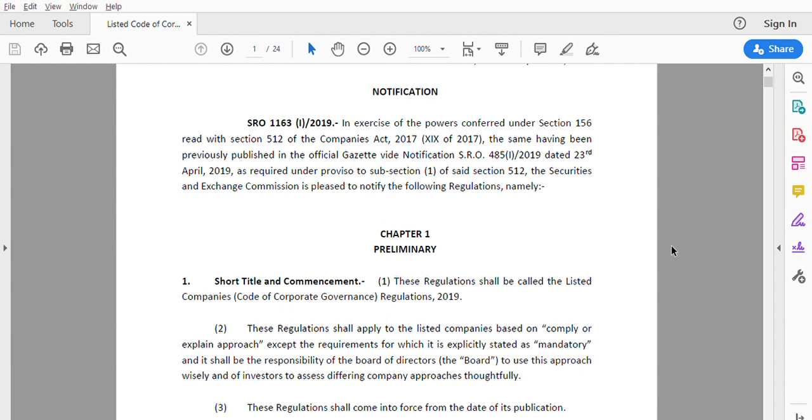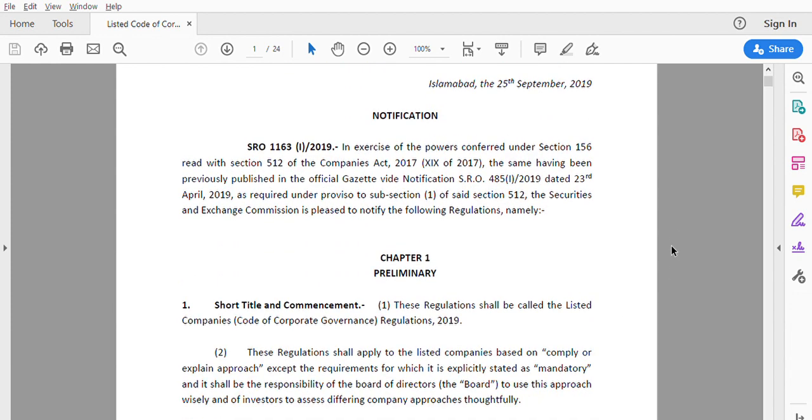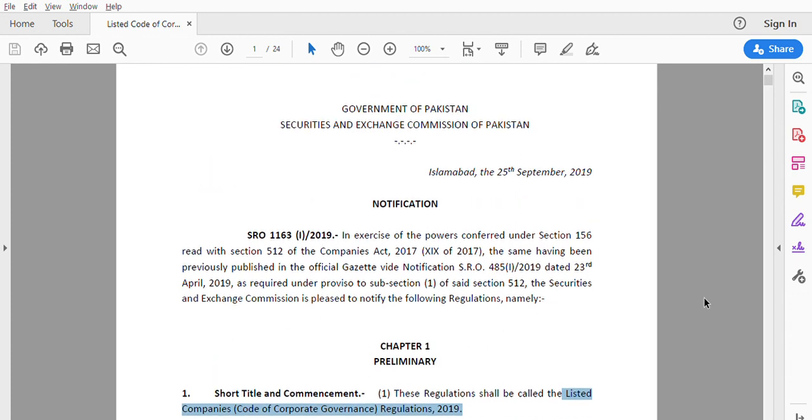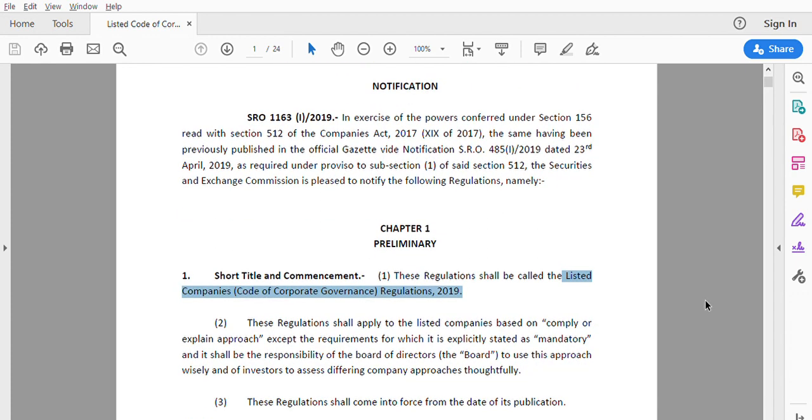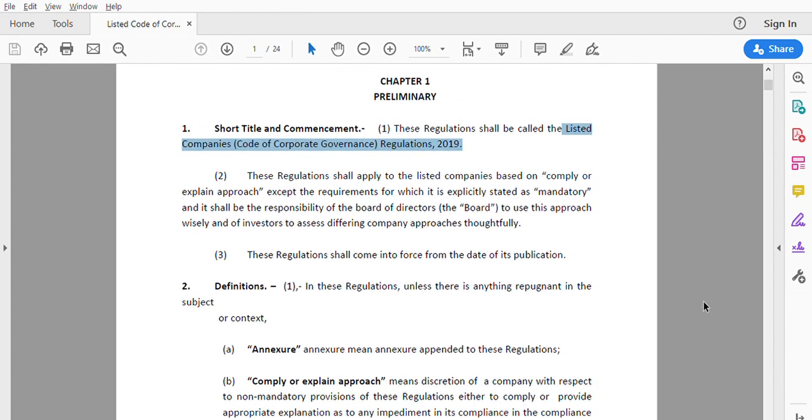So today we are going to discuss the Listed Companies Code of Corporate Governance Regulations 2019, which is applicable. This is a highly important regulation for listed companies, and it can also serve as a guiding light for other companies, whether listed, unlisted, public, private, whatever they are. These regulations provide a really strong foundation for any company to follow corporate governance practices. There are around 36 or 37 regulations.